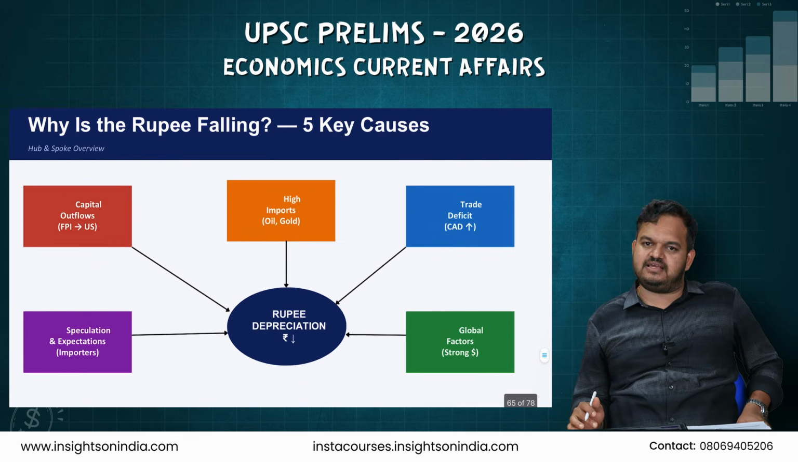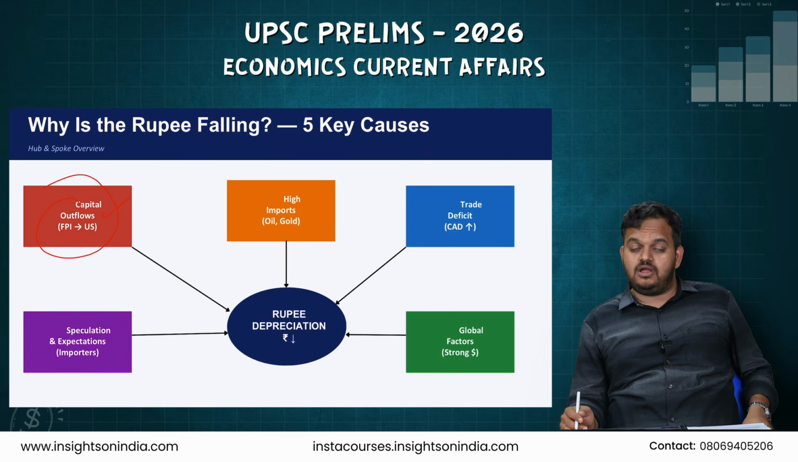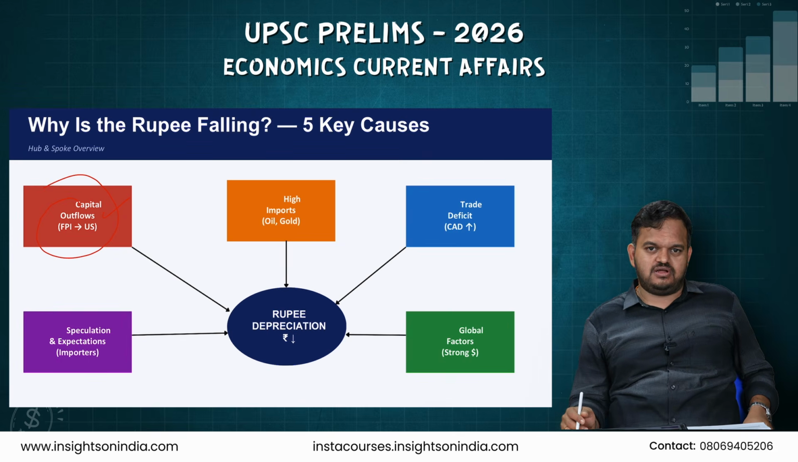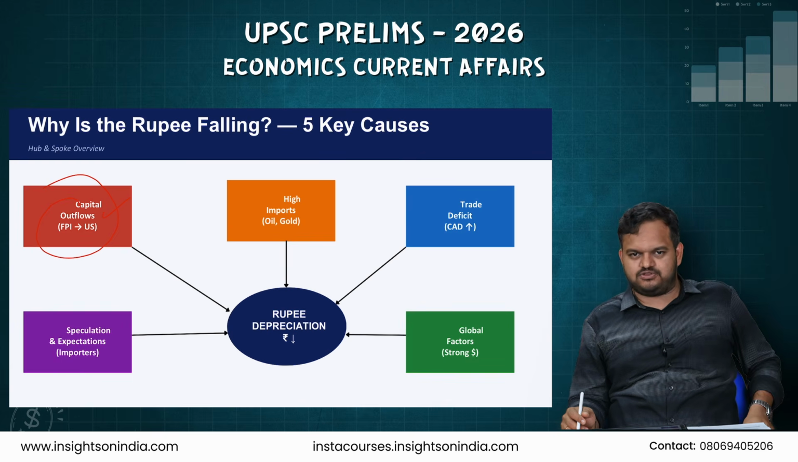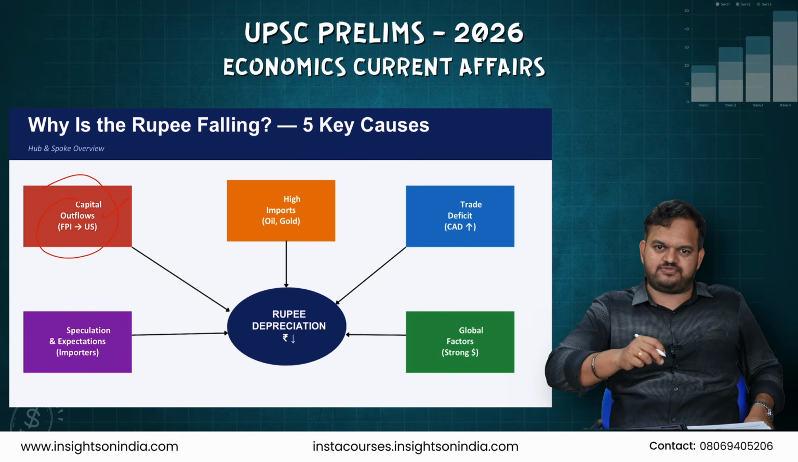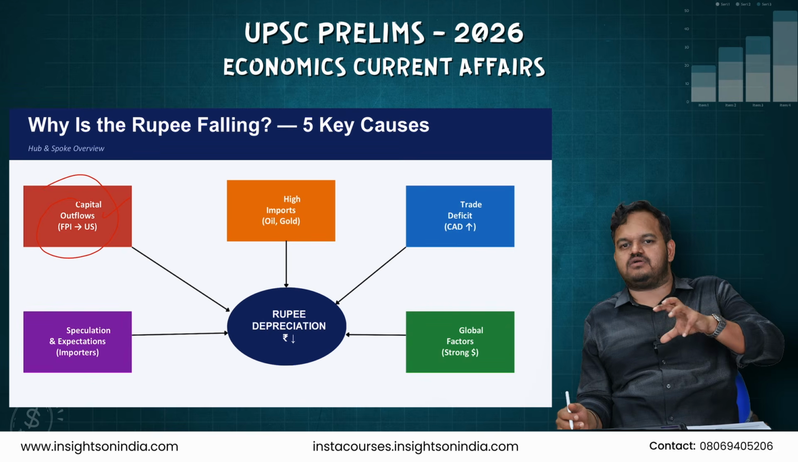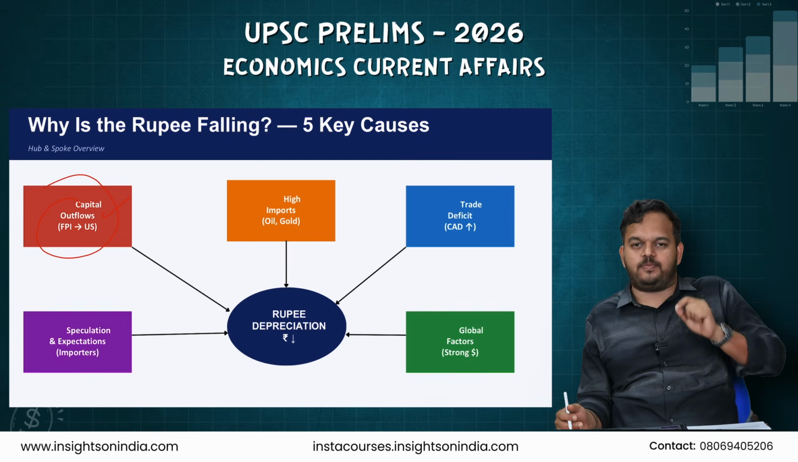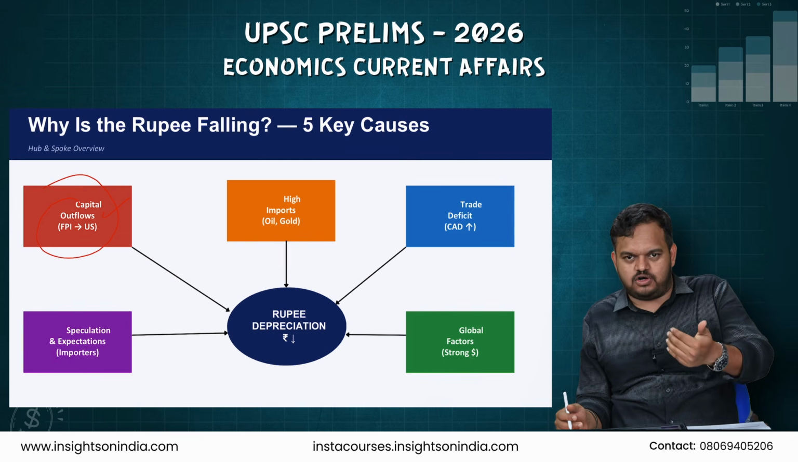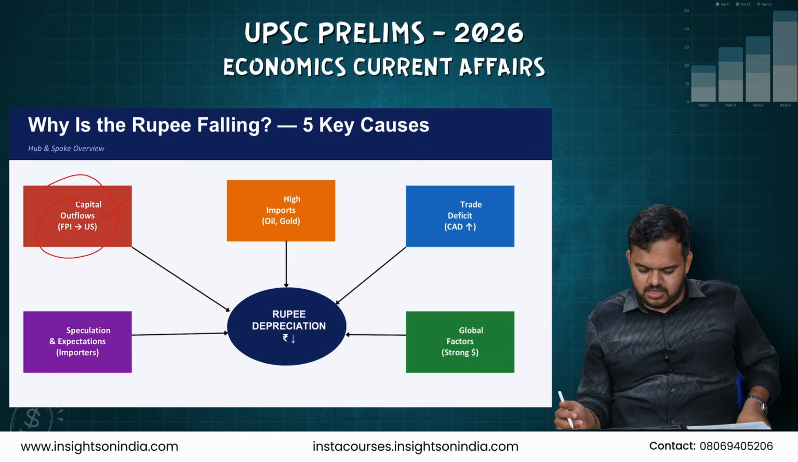So why is the rupee falling? Capital outflows. Foreign portfolio investors are taking out the money to the USA. What happens during crisis times? Investors prefer to park their money in the most stable economy. That is one of the reasons why the dollar is flowing out of the Indian market. If the dollar is going out of the Indian market, it means the demand for the dollar is going to increase against the rupee. If the demand for the dollar increases against the rupee, the value of the dollar is going to increase against the rupee.